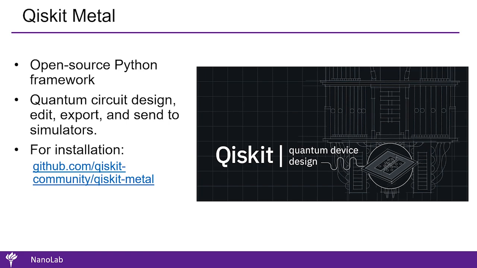For installing the Qiskit Metal library, the full source code and installation instructions are available on its official GitHub repository, github.com/qiskit-community/qiskit-metal. Time to jump into some coding.